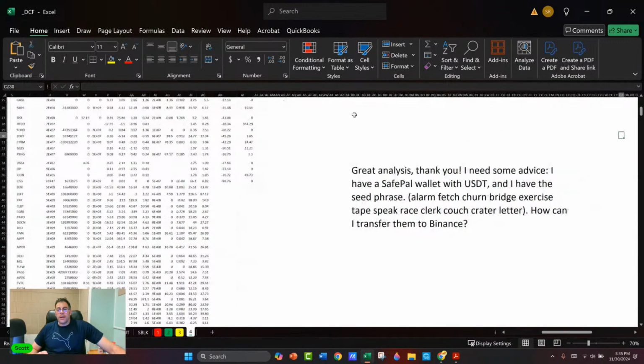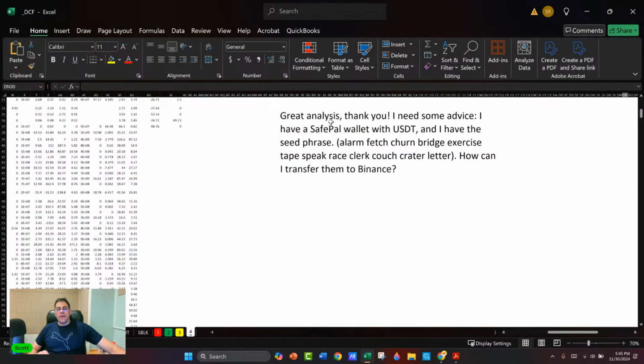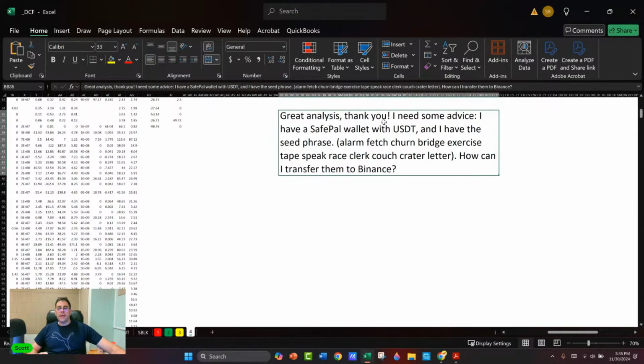So this is what he writes. I did reply to the first one. It's like, great analysis, thank you. I need some advice. I have a SafePal wallet with USDT. That's the crypto that's pegged to the US dollar. So it's always equivalent to a US dollar, the USDT crypto. So I have the seed phrase: alarm, fetch, churn, bridge, exercise, tape, speak, race, clerk, couch, creator, letter. How can I transfer them to Binance?